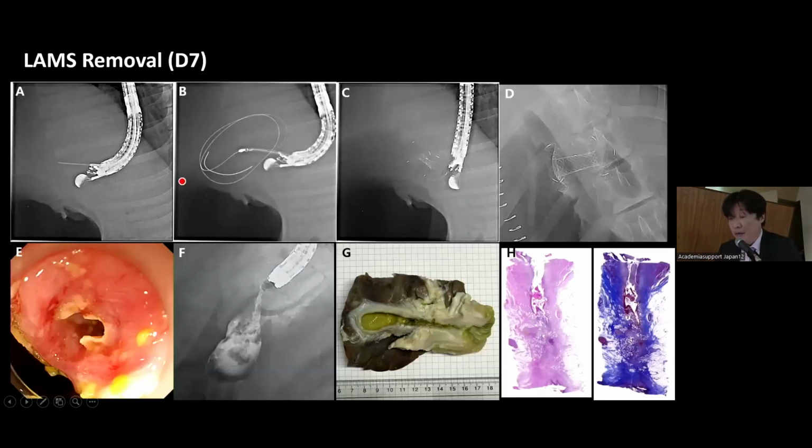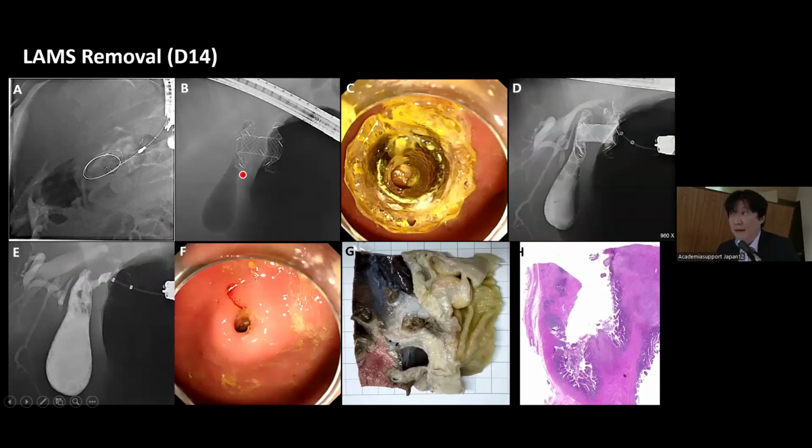After endoscopic LAMS removal at 7 days after EUS-GBD, you can see the matured tract, and there is no contrast leakage during the procedure, and microscopic and gross specimens show fibrosis and a mature fistula tract. And at the 14th day, about 2 weeks after LAMS removal, a more matured tract was found, there was no contrast leakage, and fibrosis was noted.